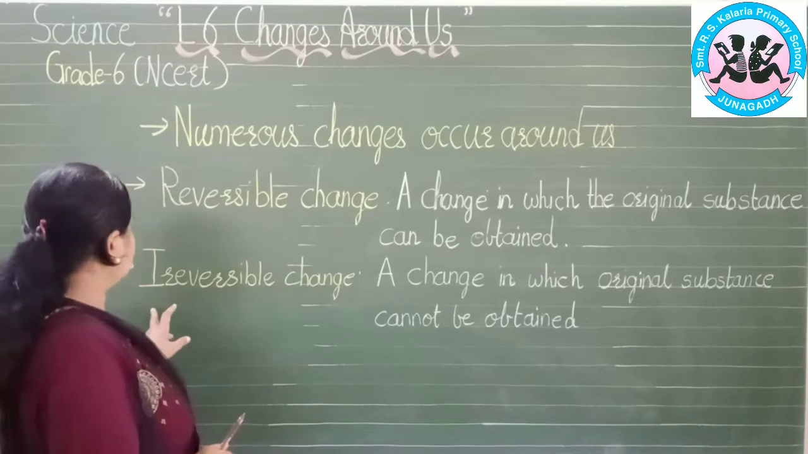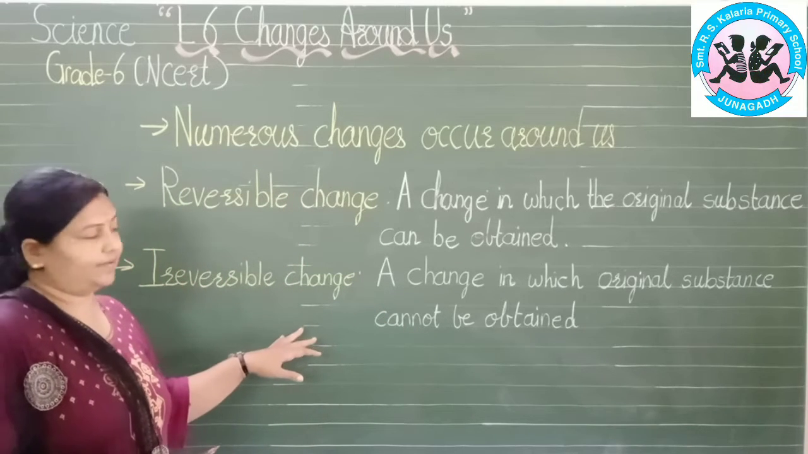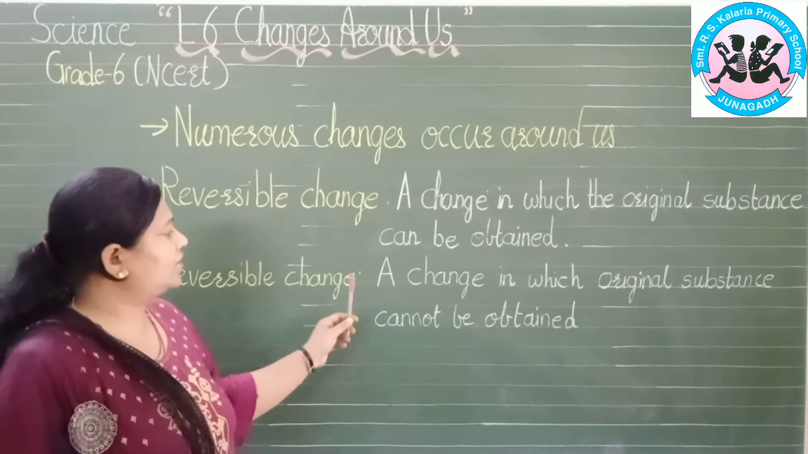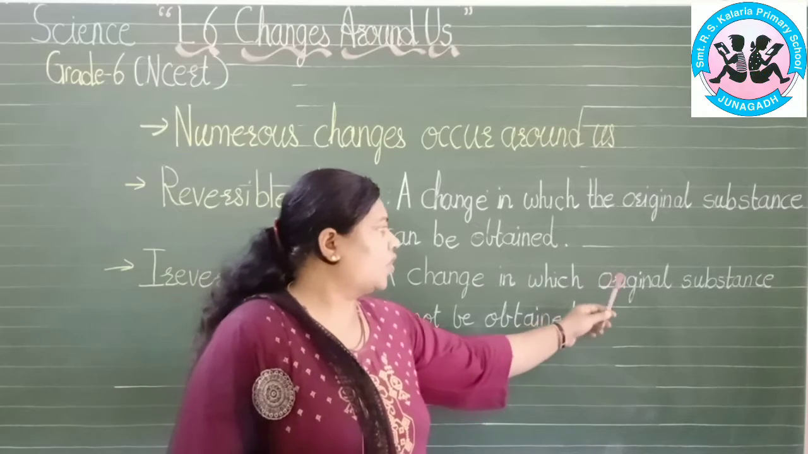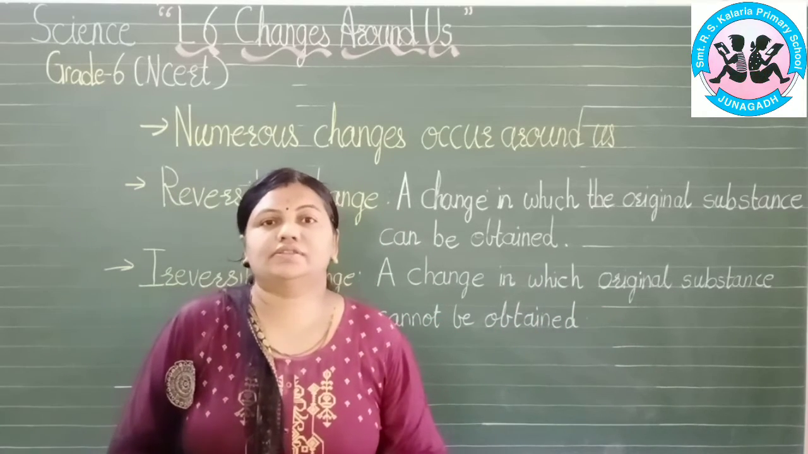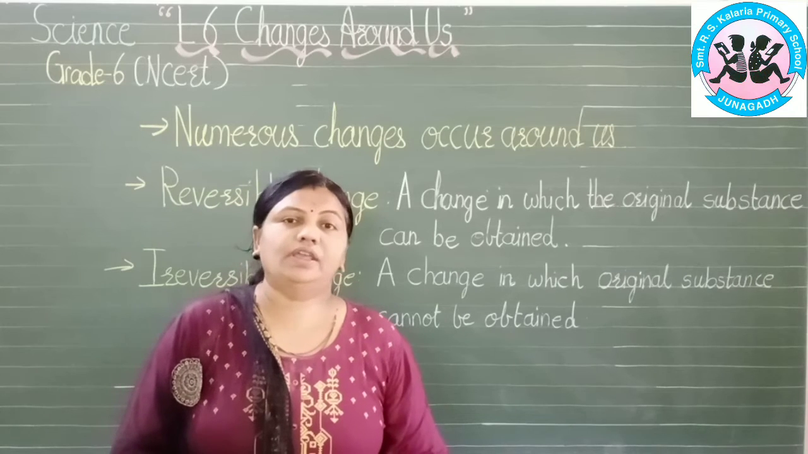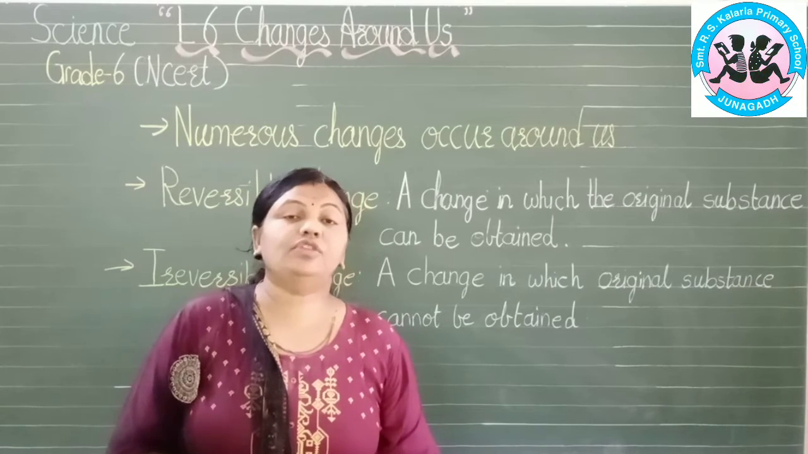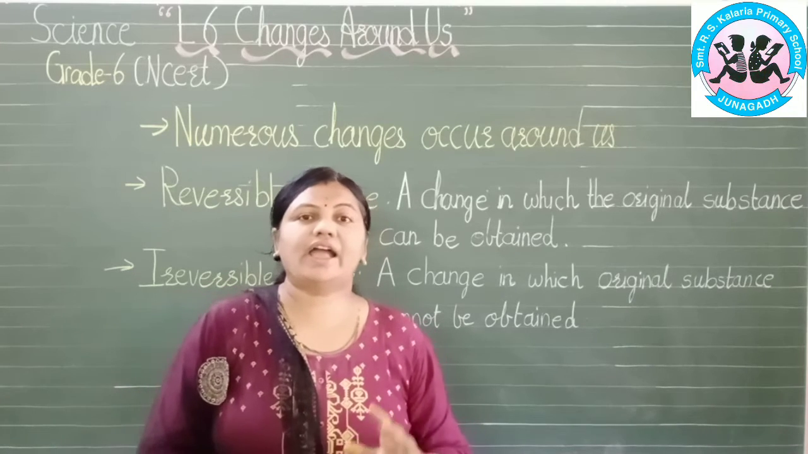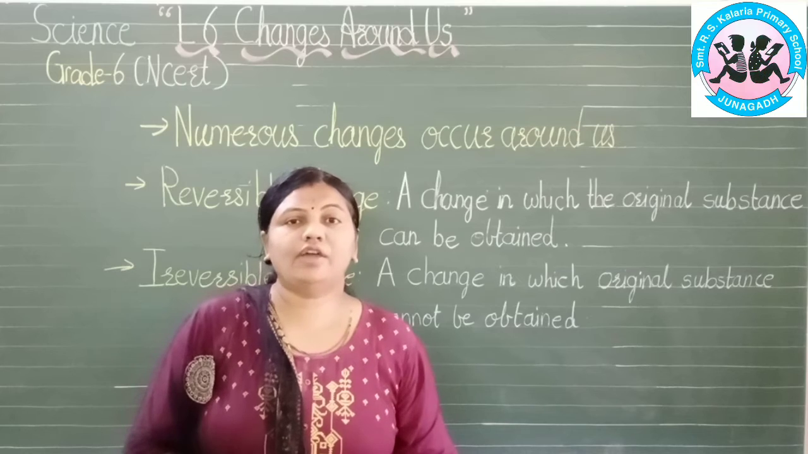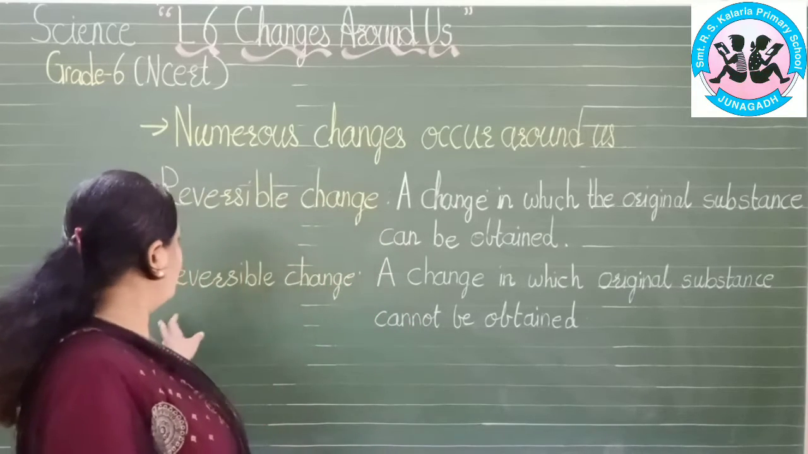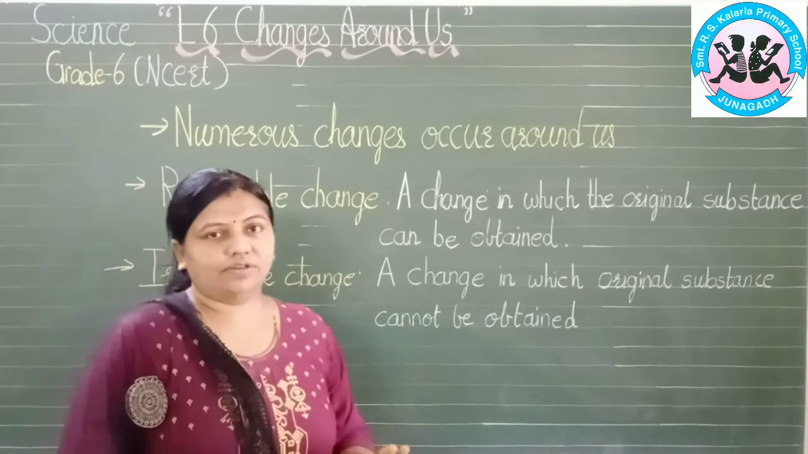Now our second change is irreversible change. What do you mean by irreversible change? It is a change in which the original substance cannot be obtained. If you prepare a chapati and then want the grains back from the chapati, you cannot get them back. Just like ice to water, we cannot have chapati to grains. Such kinds of change are known as irreversible change.